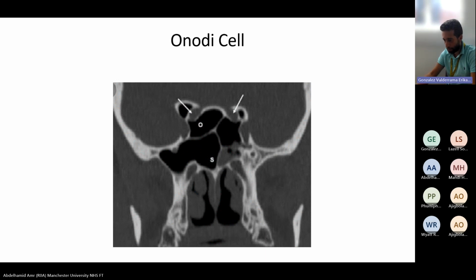That's just the most posterior ethmoid air cell. You can see how closely it is related to the optic nerve. This air cell here, defining it here. Can you see that air cell here? So this is the sphenoid sinus on the right and left. So that's the Onodi cell, and you can see how it's closely related to the optic nerve.